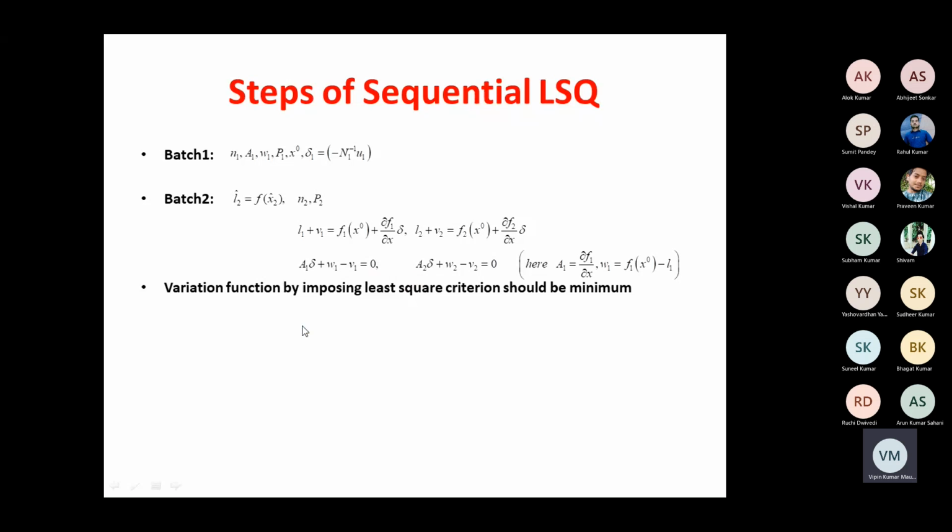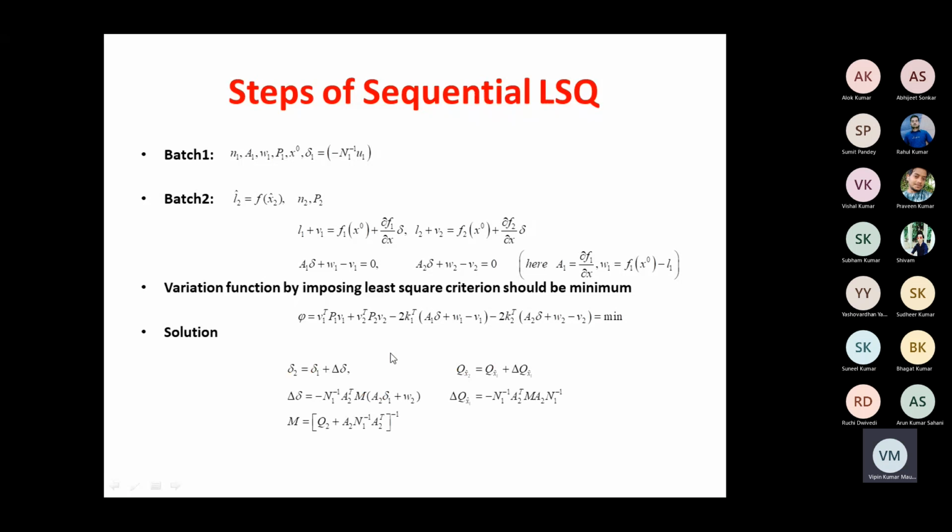So now what will be the function? As you have seen in the least squares case, V transpose PV should be minimum. For this case, the criteria should be like this: V1 transpose P1 V1 for the first one, V2 transpose P2 V2 for the second case, and these are the constants. What we call Lagrangian constants. So this function should be minimum for our case. I'm not going to solve it.